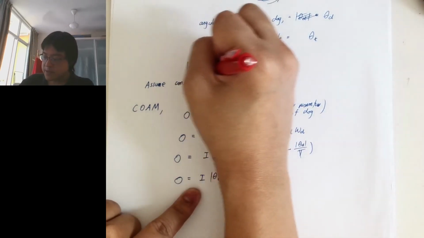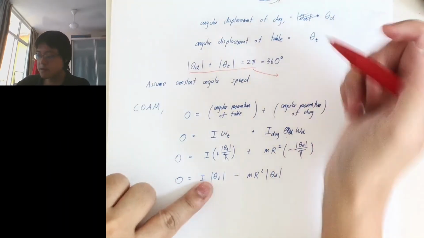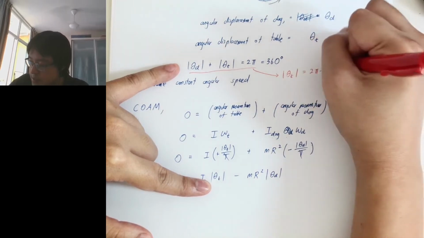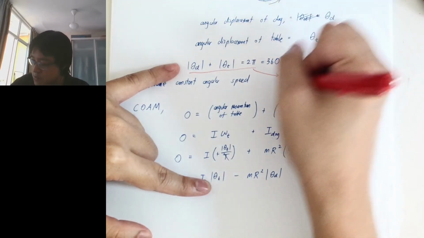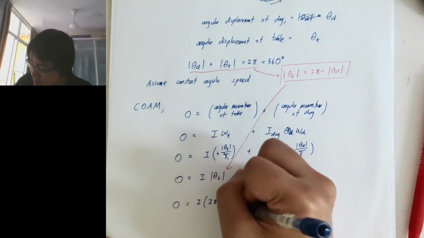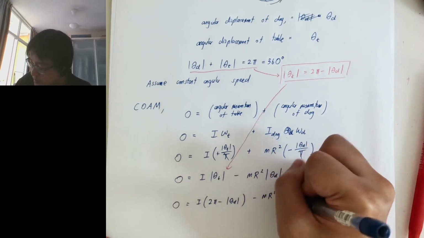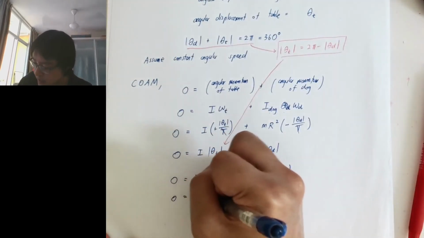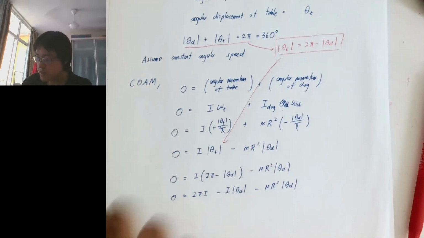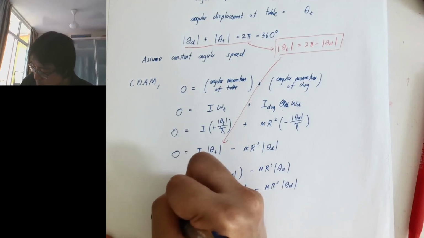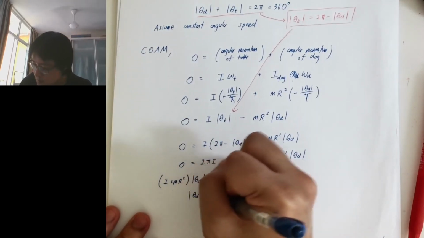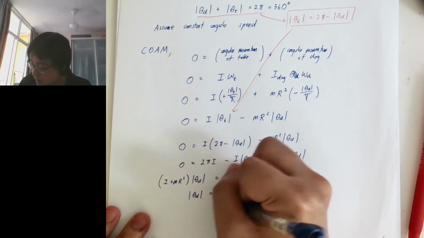So now, based on this equation, I have two unknowns, so I can eliminate one of them. We recognize that theta table is just 2 pi minus the magnitude of theta dot, so I can substitute this in. So 0 is I times (2 pi minus theta dot) minus mr squared theta dot. I simplify: 2 pi I minus I theta dot minus mr squared theta dot. I bring the theta dot terms over, so I plus mr squared times theta dot equals 2 pi I.